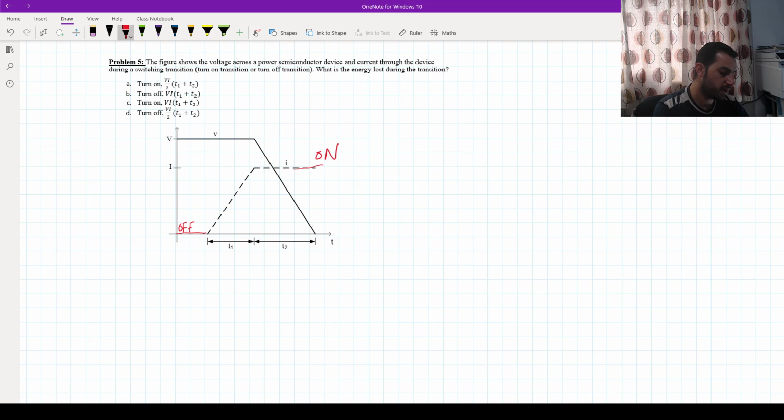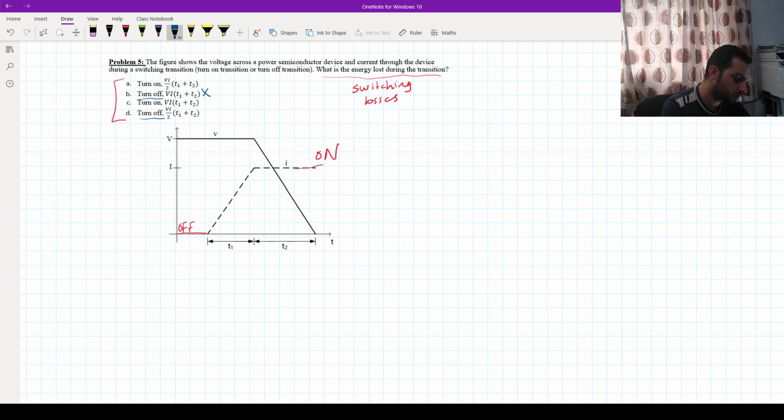And what is the energy lost during this transition? There is some transition loss, and those losses are called the switching losses. So we have here 4 options. We want to choose from them which one is right. Looking at the options we have, we know now the transition is from off to on, and we see there are turn off options, and I think you will agree with me that they are wrong.